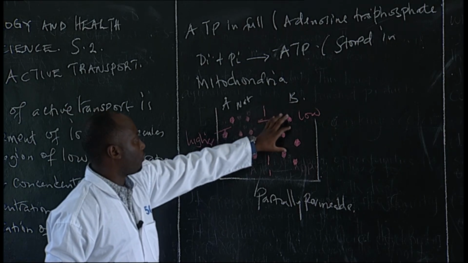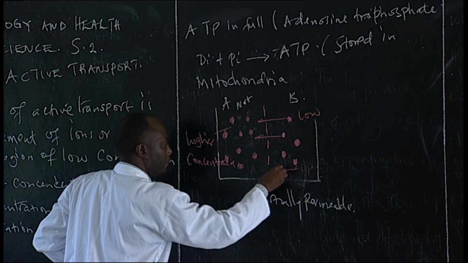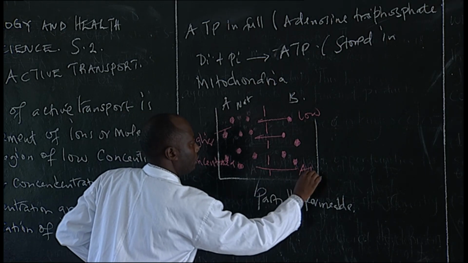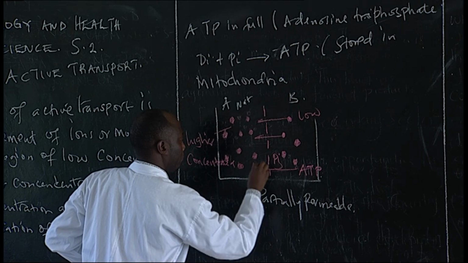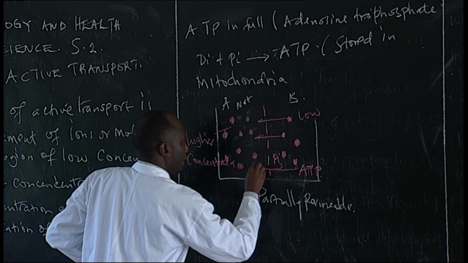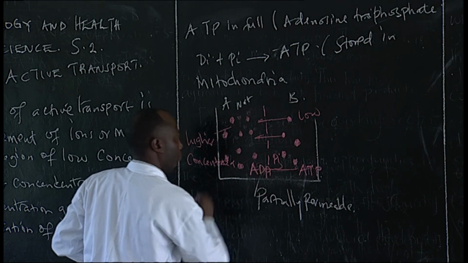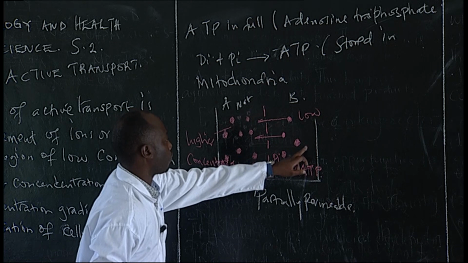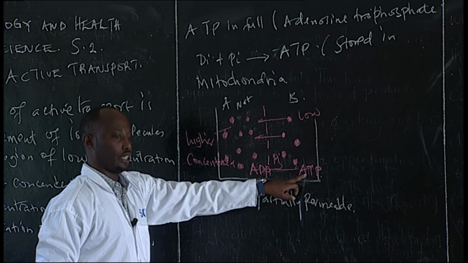But molecules can move from here to here. It means they will be using ATP, which will be hydrolyzed by loss of a phosphate group and form what we call ADP. So these molecules will move from a lower concentration to a higher concentration with the help of energy, which is in the form of ATP.